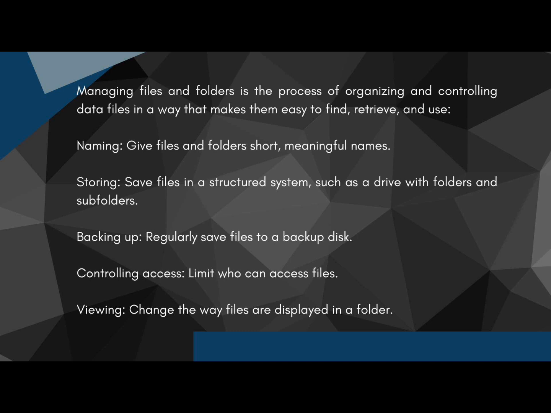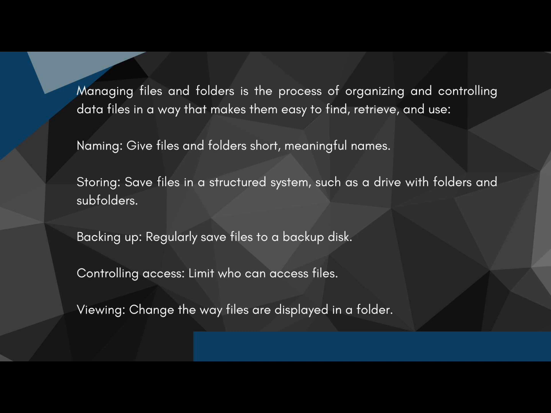Managing files and folders is the process of organizing and controlling data files in a way that makes them easy to find, retrieve, and use. First is naming. Give files and folders short, meaningful names. Number 2 is storing. Save the files in a structured system, such as a drive with folders and subfolders. Number 3 is backing up. Regularly save files to a backup disk.